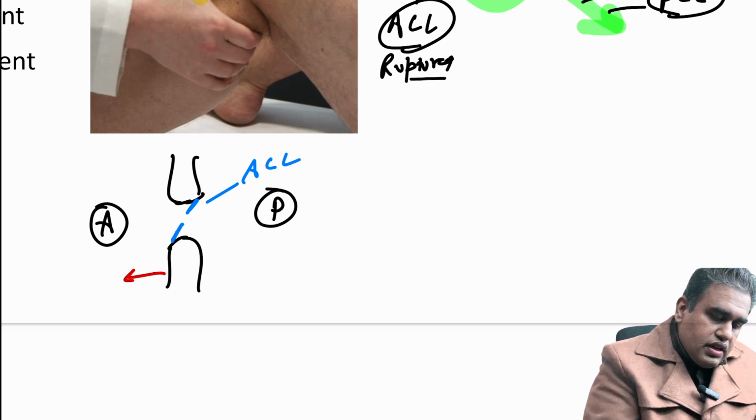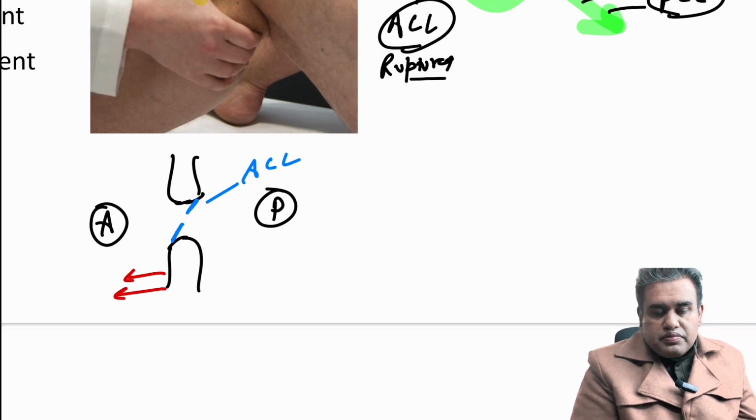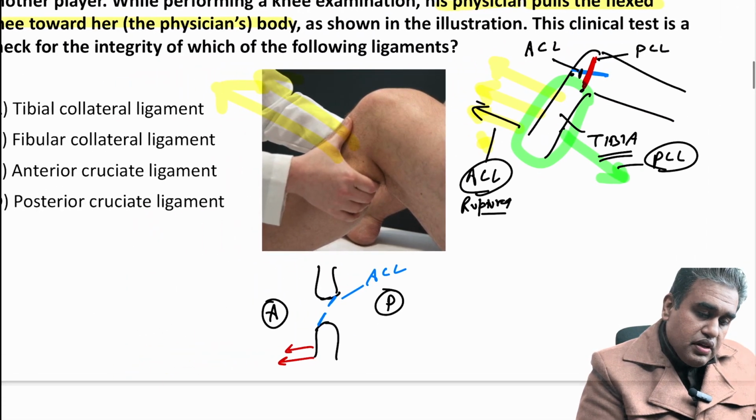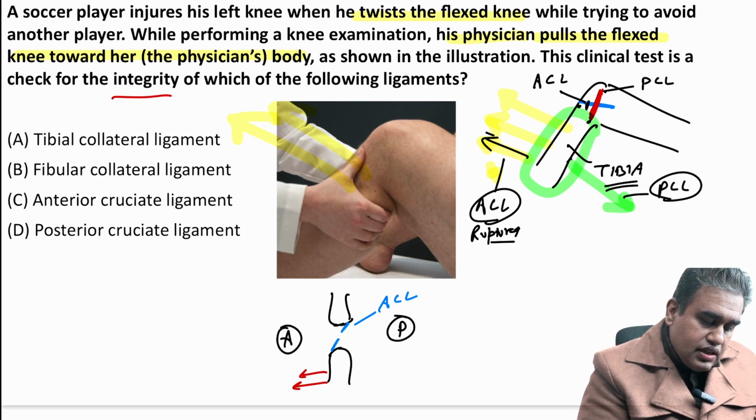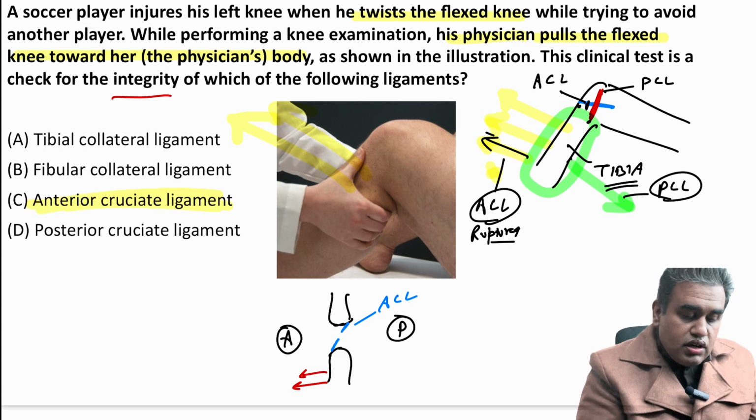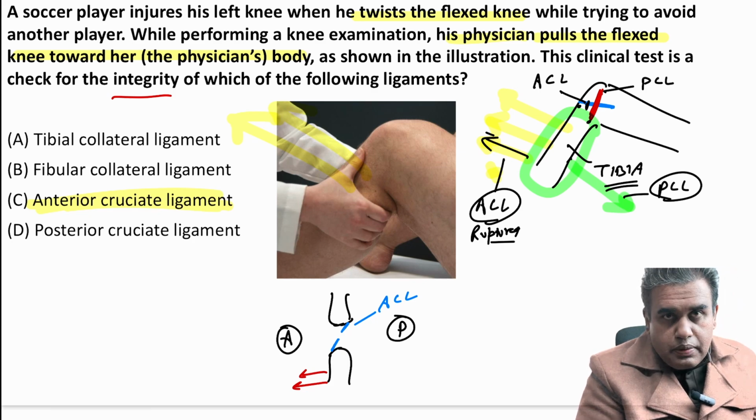Now what we can do is we can easily pull the leg forward. Anterior draw test इसको बोलते हैं. The clinical test is a check for the integrity for which of the following. I hope the topic is clear now. It is to check the anterior cruciate. अगर उल्टा हो रहा है then it is posterior cruciate.